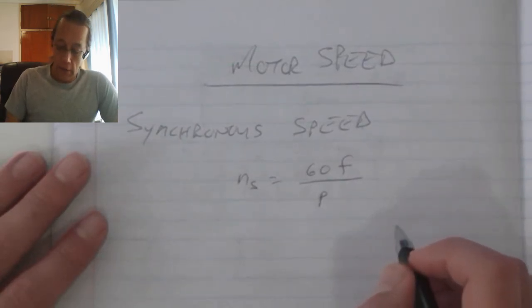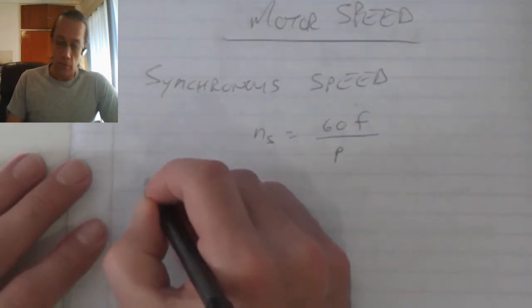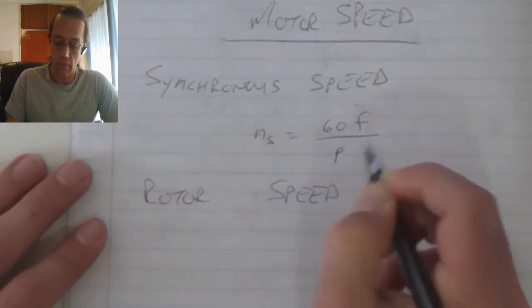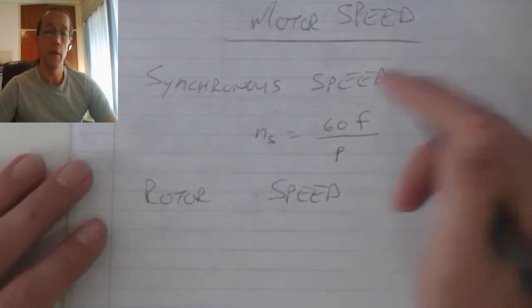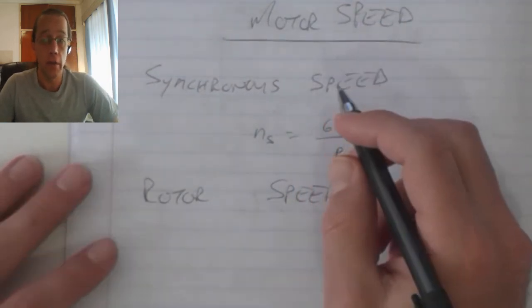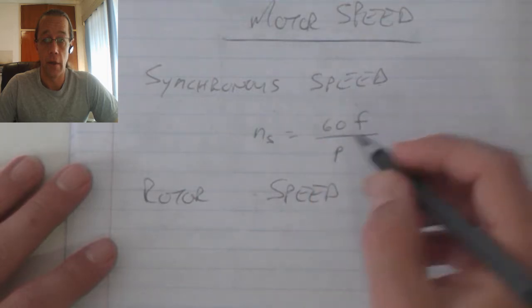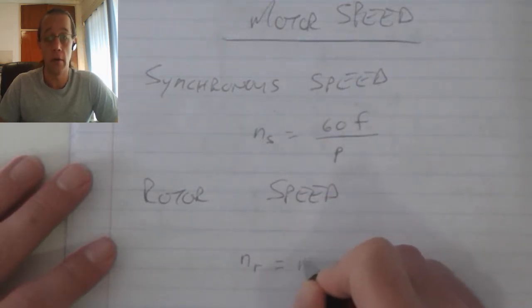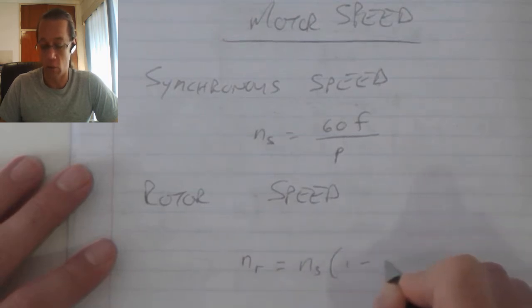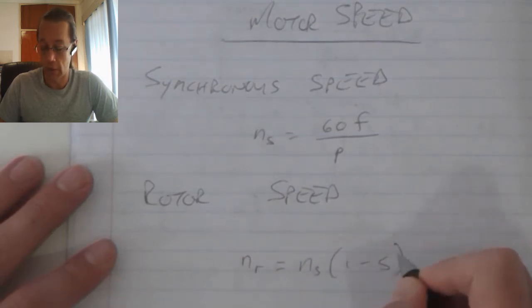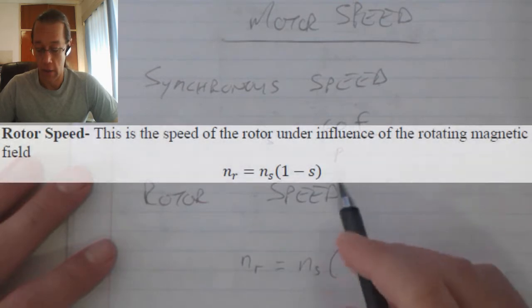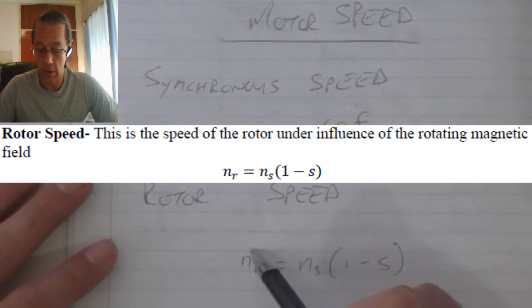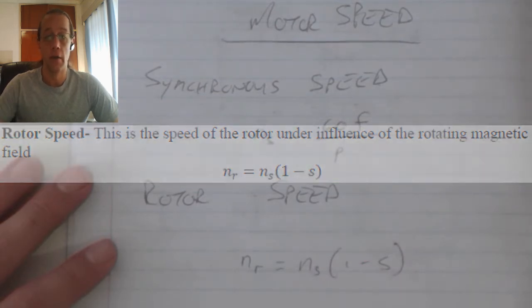The second type of speed is the rotor speed. The rotor speed is the actual speed at which the rotor is rotating, the actual output speed of the motor. It's calculated as Nr equals Ns times (1 minus S), where S is the slip, Ns is the synchronous speed or the ideal speed of the motor, and that will result in my rotor speed.